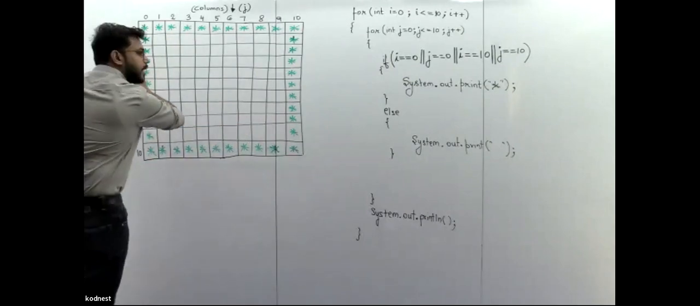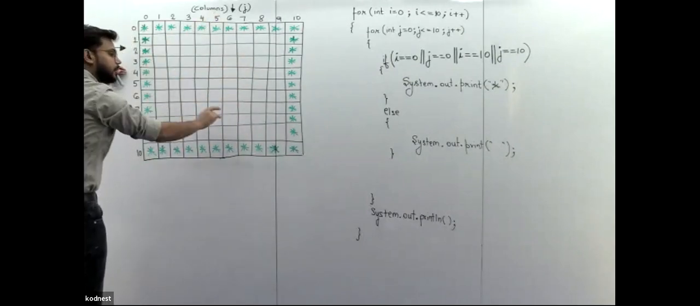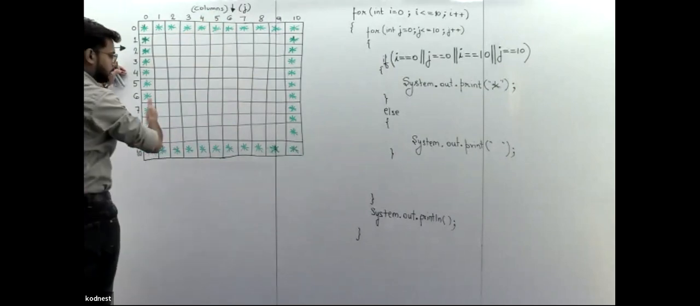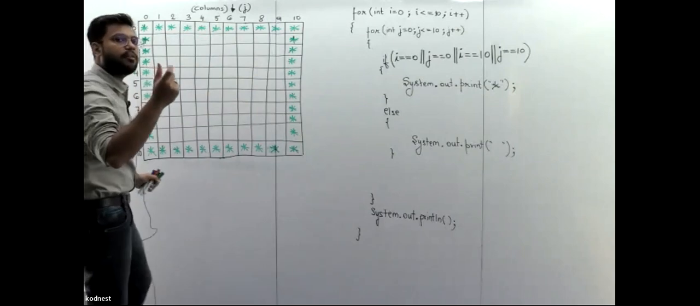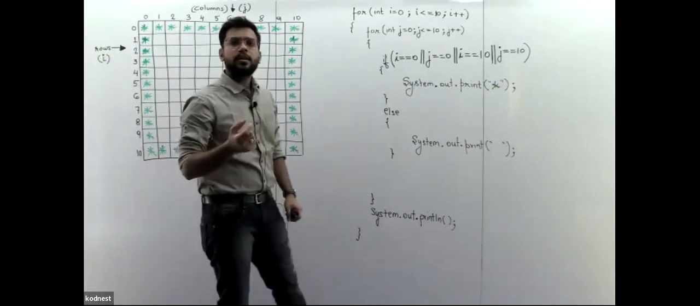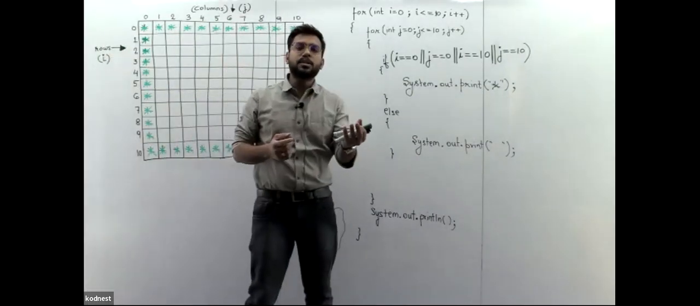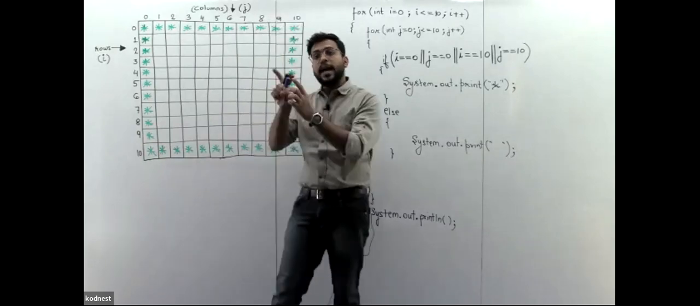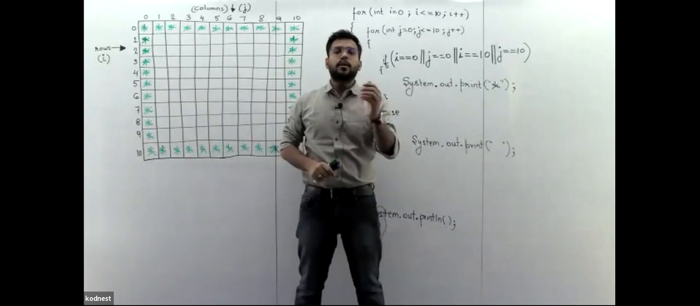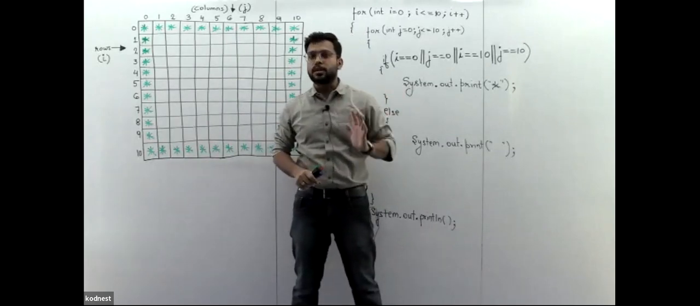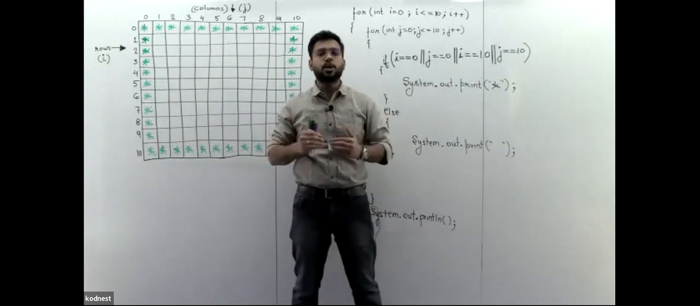As of now, this is n cross n square. This is 11 by 11 square. What is this 11? This 11 is nothing but, assume it is the value of n. So it is n cross n square. This value of n, let us ask from the user. We will ask it from the user. So let me do that.